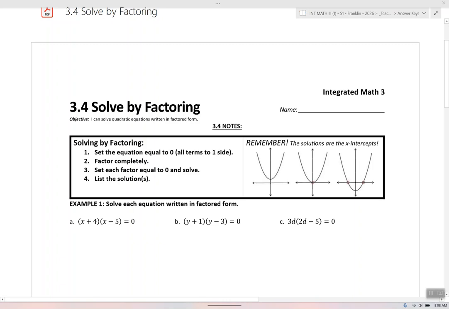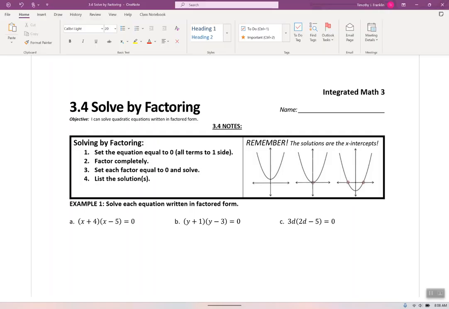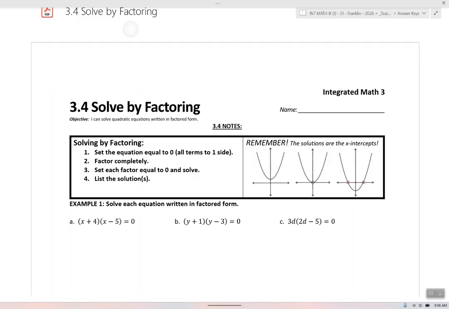The next step in our work with quadratics is solving quadratic equations. And when we talk about solving quadratic equations, what we really are talking about is finding the zeros or the roots or the x-intercepts of a quadratic equation. So if you think of a graph of a quadratic, we have a parabola, and remember the solutions to that quadratic equation are the x-intercepts. It's where the graph crosses the x-axis.